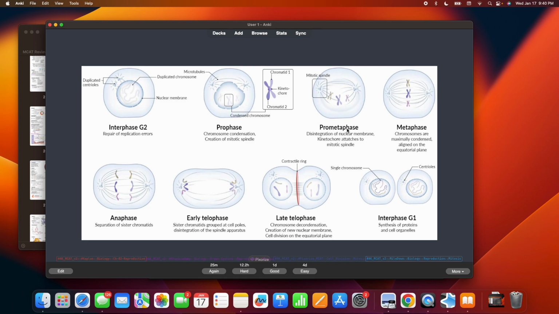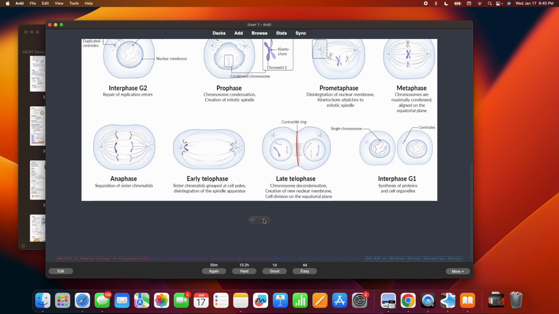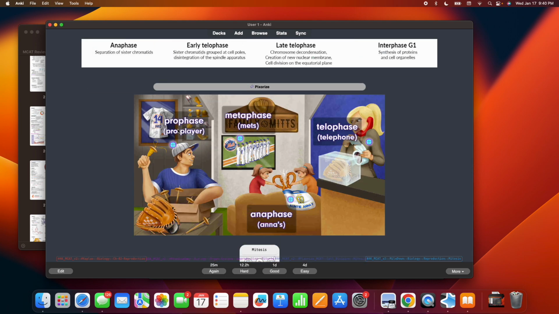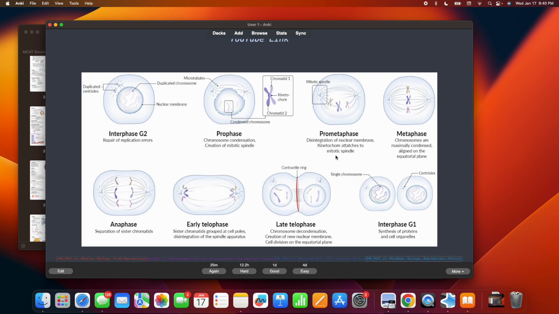But then you have prometaphase, with disintegration of the nuclear membrane. The kinetochore attaches to the mitotic spindle. And in metaphase, the chromosomes are maximally condensed and aligned on the equatorial plane.